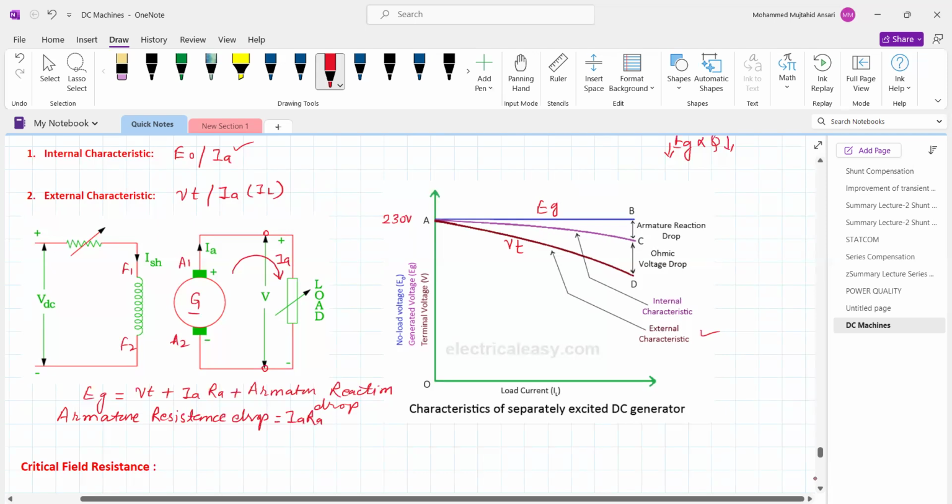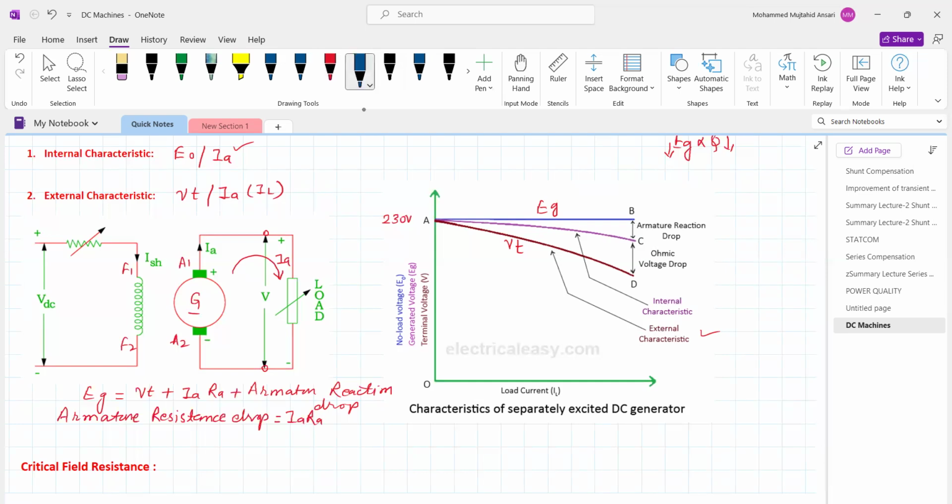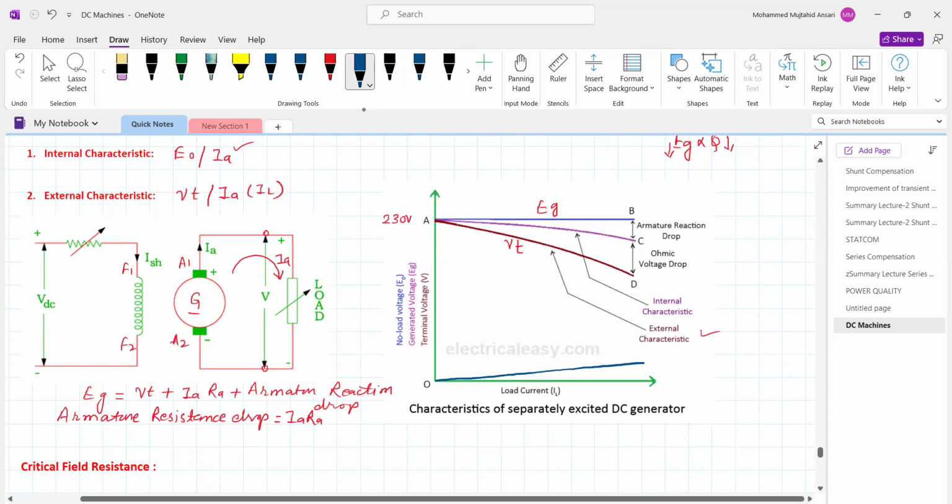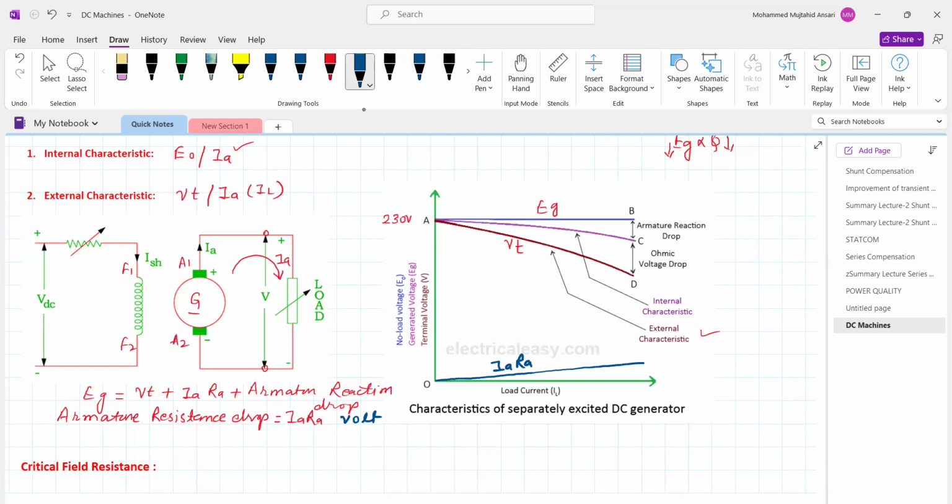So if you plot IA RA, armature current and resistance, and it is a linear element, it will give a linear characteristic with respect to the current. This shows the IA RA drop, which is measured in volt. The y-axis is the magnitude of voltage. So IA into RA, current multiplied by resistance, will give the resistive drop.